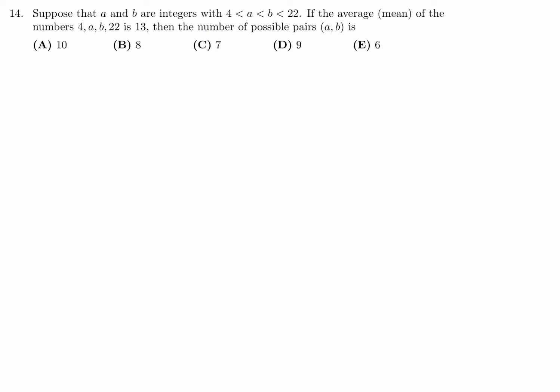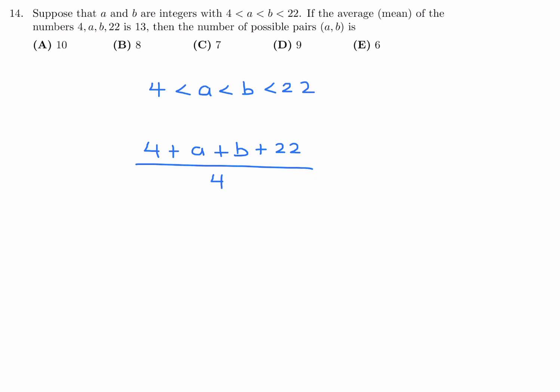Suppose that a and b are integers with 4 less than a less than b less than 22. If the average of the numbers 4, a, b, 22 is 13, then the number of possible pairs a, b is. 4 is less than a, less than b, less than 22. So that means 4 plus a plus b plus 22 over 4 is equal to 13. So that means a plus b plus 26 is equal to 52. So a plus b is equal to 26.